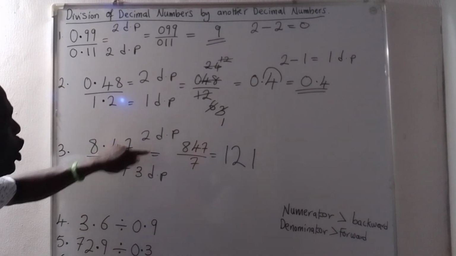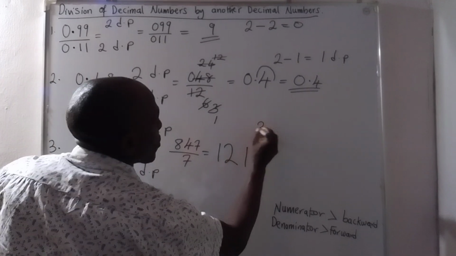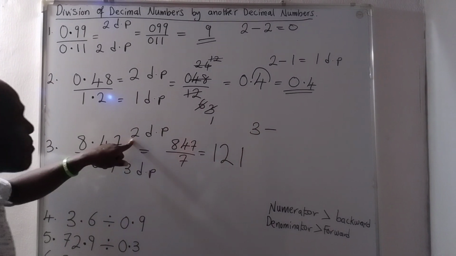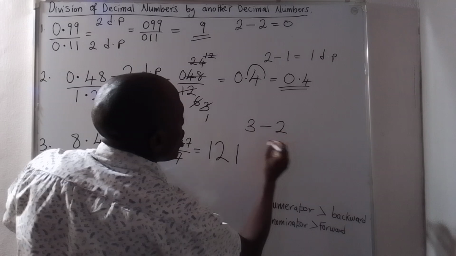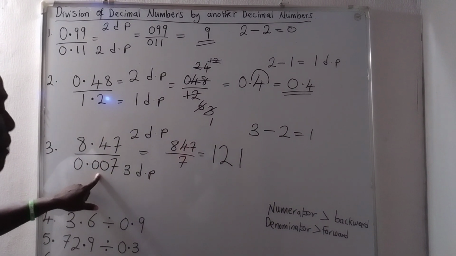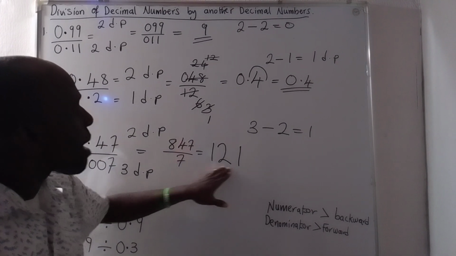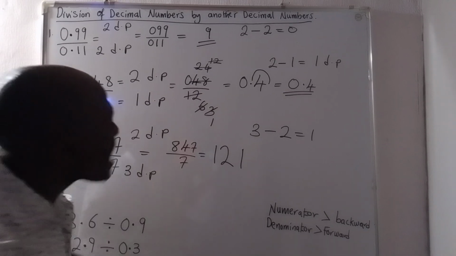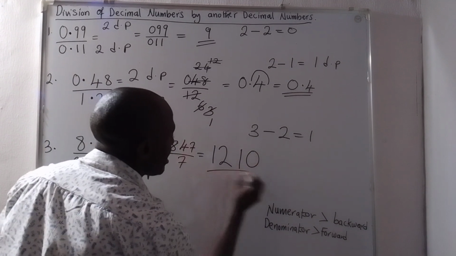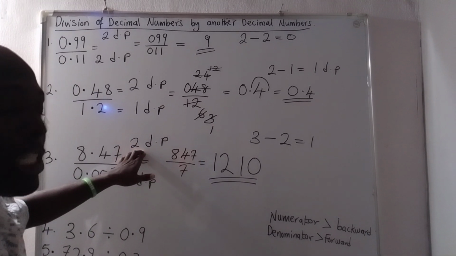But remember, you need to subtract. Pick the big one. This is 3 decimal places. Take away the 2 decimal places. It will give us 1. Remember, this denominator is bigger, so we move forward. But because there's no decimal point here, we add 0 to it. This is our answer because the denominator is bigger than the numerator.